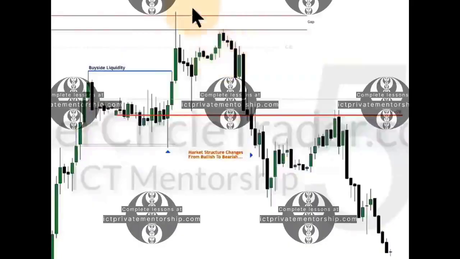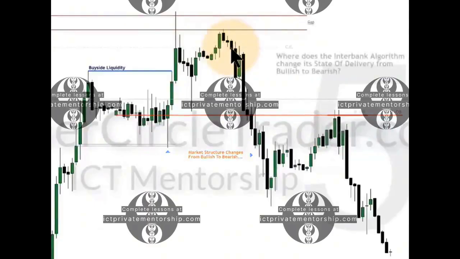In other words, we traded up into a premium array that we were anticipating as an upside target. We were inside the volume imbalance, then we noted the gap, and then we have all of these signatures completing, consequent encroachment. The question is where does the interbank algorithm change its state of delivery from bullish to bearish? Yes, we've seen the break in the market structure there, but when does the algorithm actually change its state of delivery?